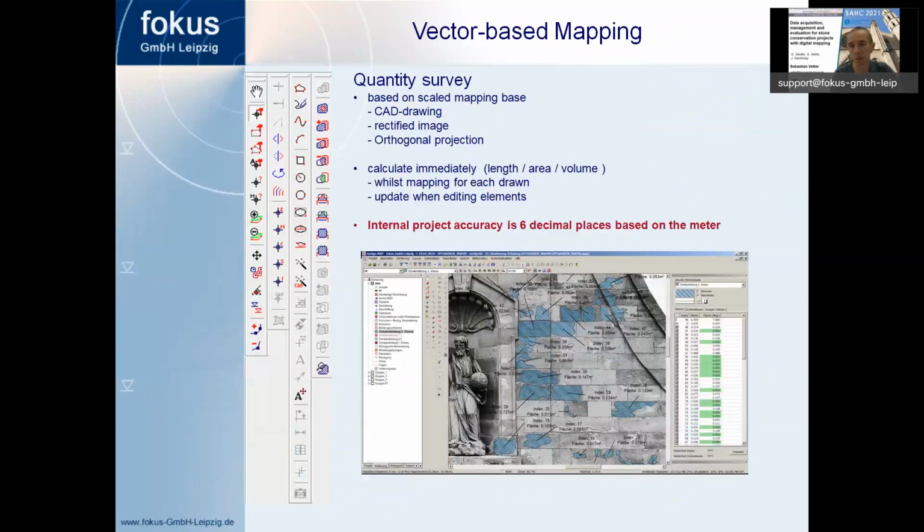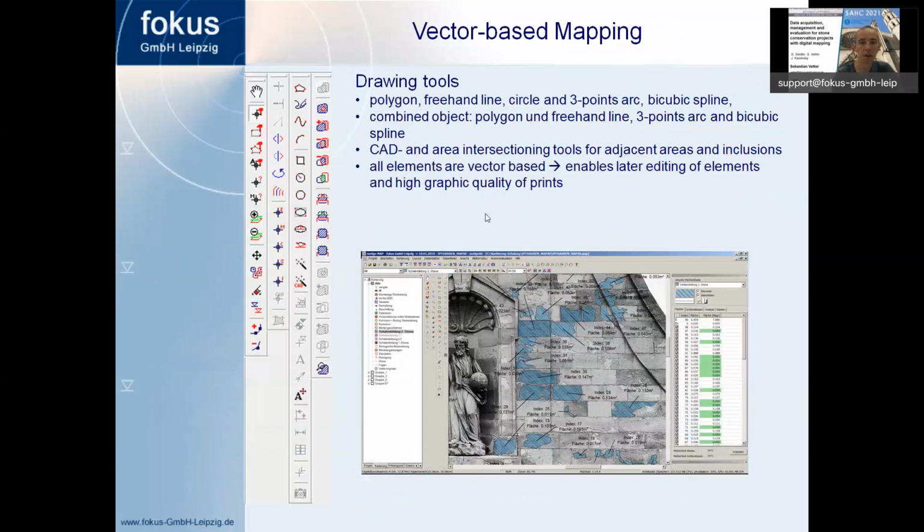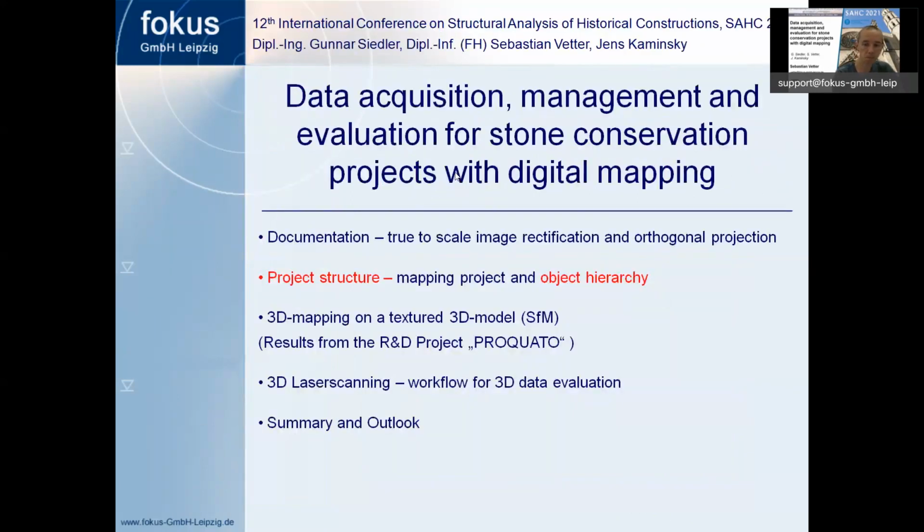The mapping in MetigoMap is vector-based, which allows an easy editing of elements, and it allows an immediately calculation of quantity like area or volume or length and so on. Yeah, there are different drawing tools or intersection tools for areas available.